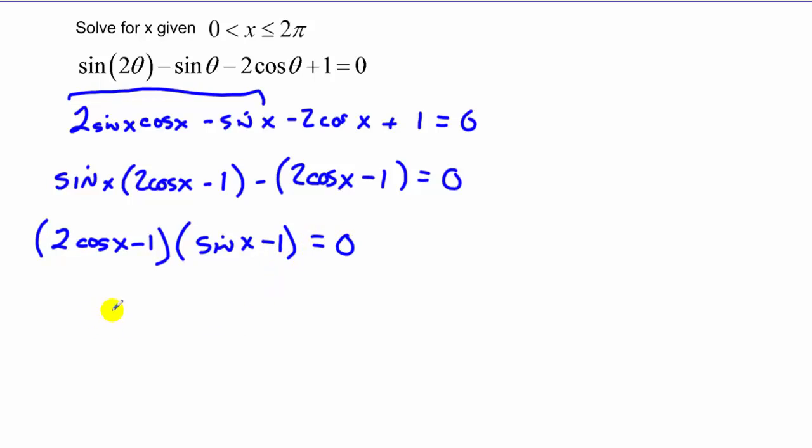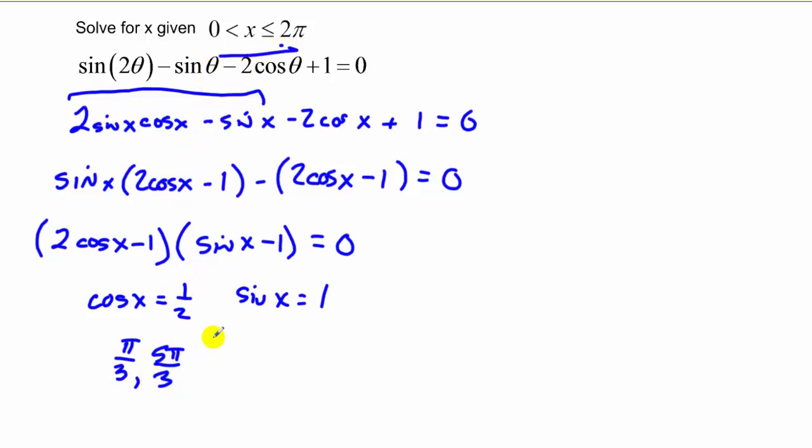Set that equal to 0. Therefore, I know each of those could equal 0, so cosine of x will equal a half, and the sine of x will equal 1. Where does my x value equal a half? Well, that could be at pi over 3 and 5 pi over 3, because I'm between, once again, 0 and 2 pi. And sine will equal 1 at pi over 2, and those are my solutions.